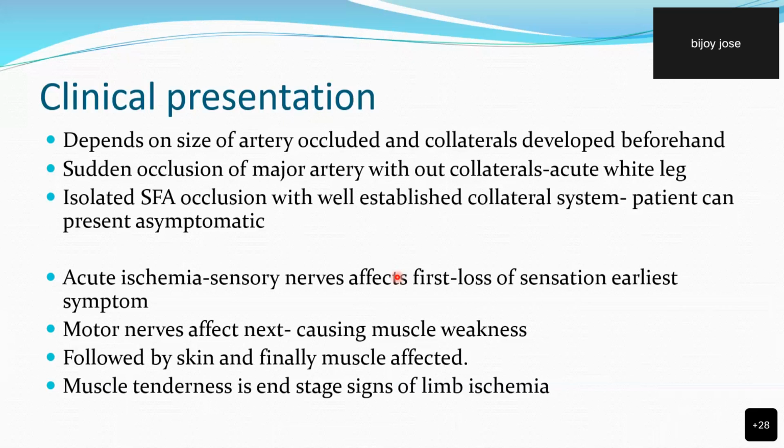In acute ischemia, sensory nerves are affected first, so loss of sensation is the earliest symptom the patient presents with. Motor nerves are affected next, so the patient has muscle weakness, followed by skin, and finally the muscles get affected. Muscle tenderness is the end-stage sign of limb ischemia. When a patient comes to the casualty or OPD with features of acute limb ischemia and we find severe calf tenderness, most of the time when we do a fasciotomy we will see that the muscles are dead. So we have to counsel, and I am coming to that. Severe muscle tenderness is almost conclusive of end-stage limb ischemia.